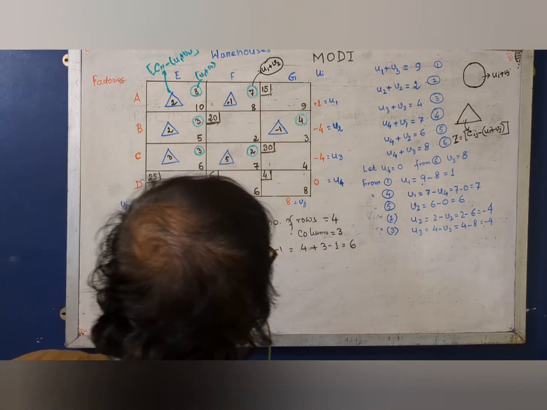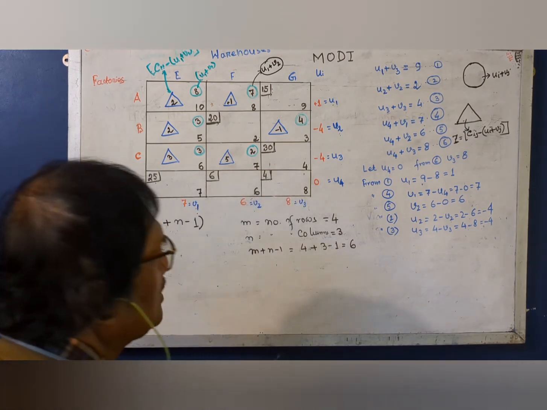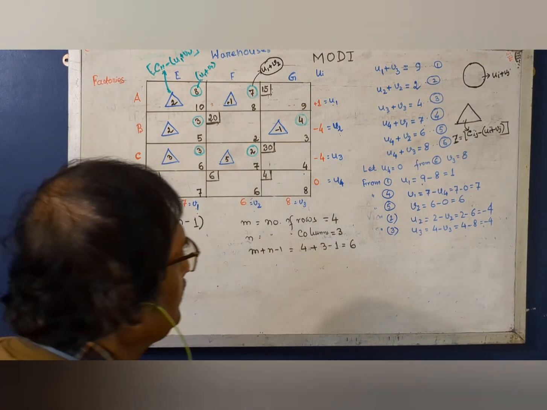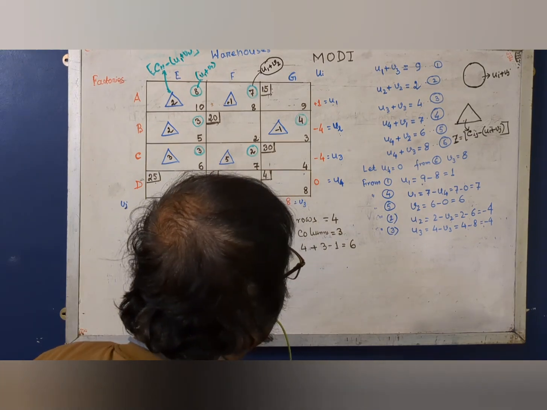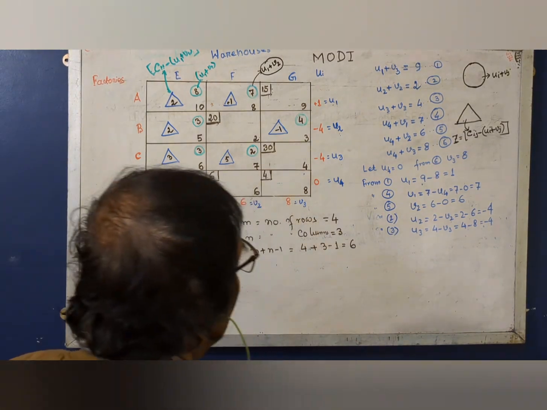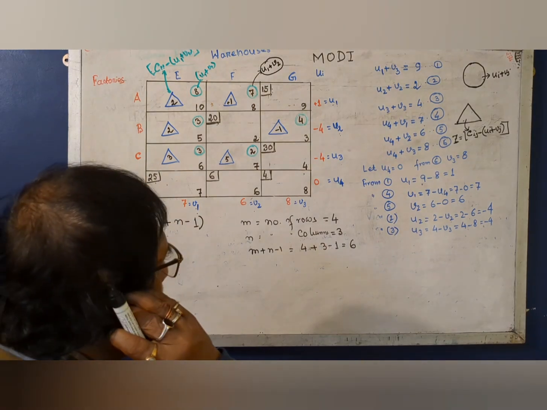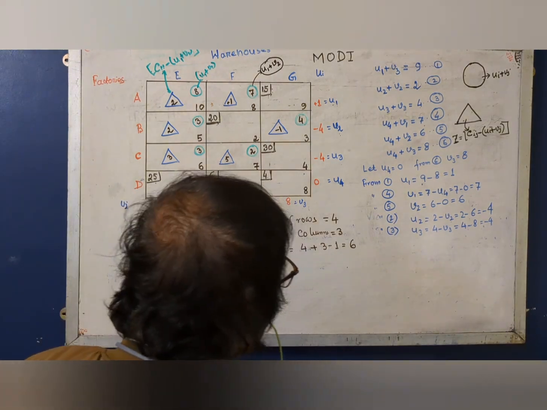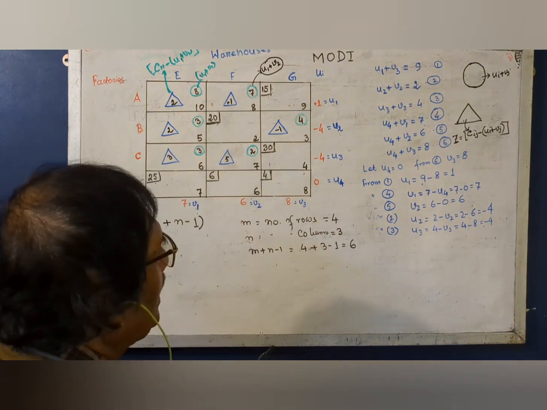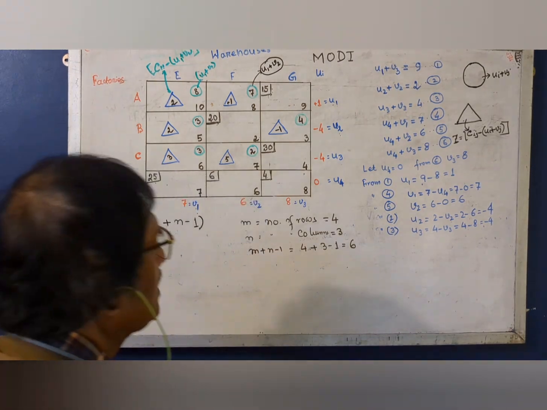If the number of variables is 6 and the equations are also 6, then there is no issue, no problems. But as the number of variables is higher than the available number of equations, you must put one variable 0 arbitrarily, and then you can find out the other variables. So you can select any variable as 0 and then proceed to find out the other variables.